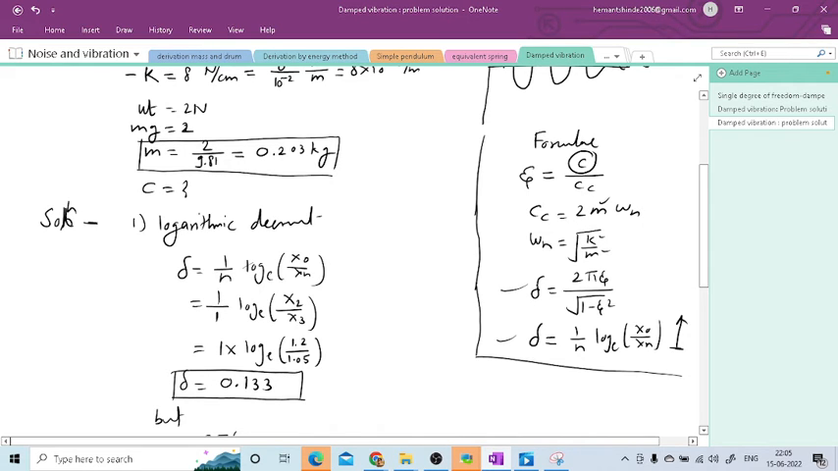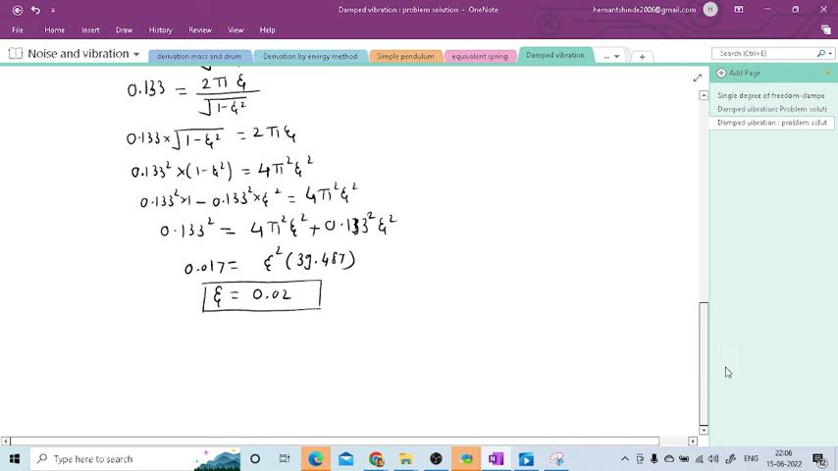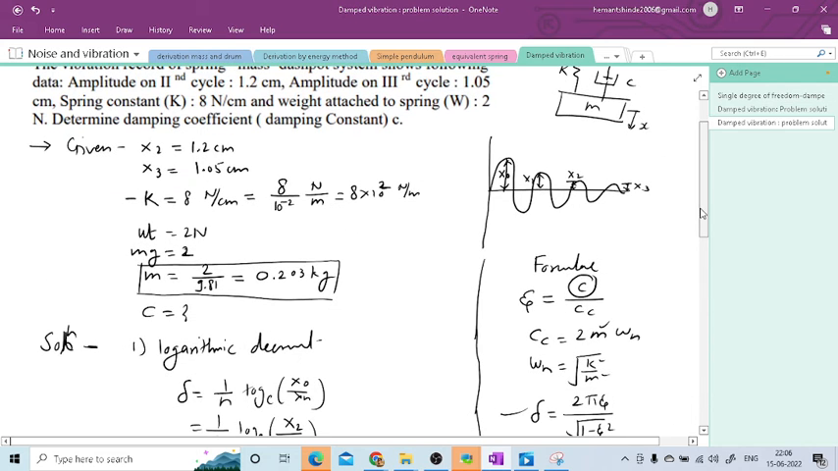So we know the delta, we know the zeta. Now determine the value of omega n, put this omega n so that we will get the Cc. So now I will determine the natural frequency. Natural frequency is the second value we will require. So omega n is equal to under root k by m. So I will put the value of k and m. Just check the values of k and m.